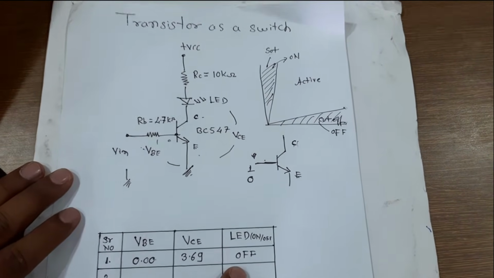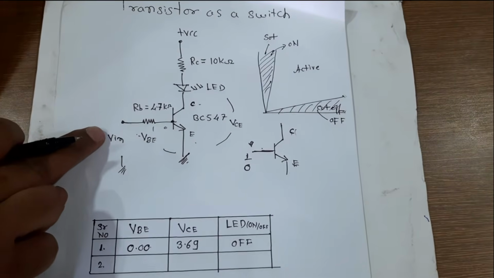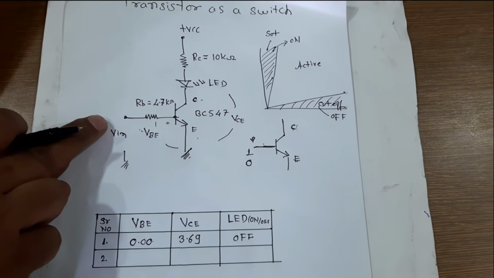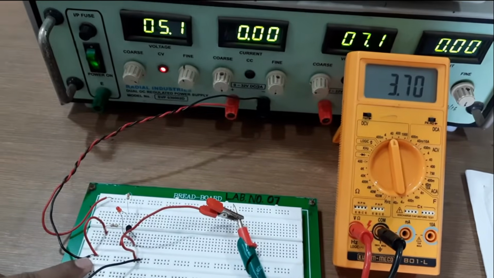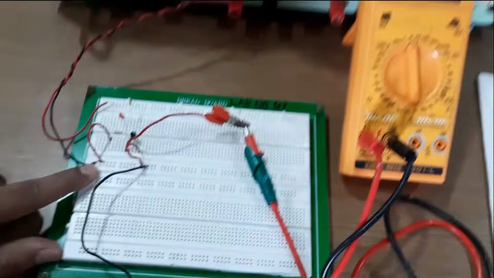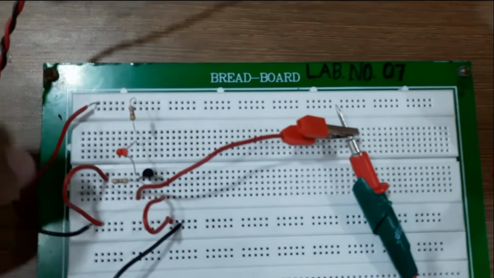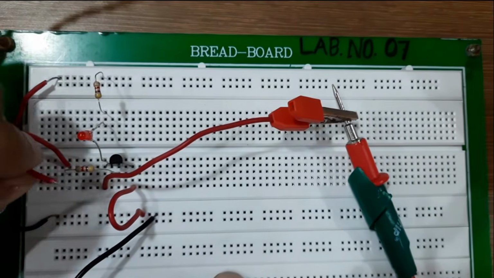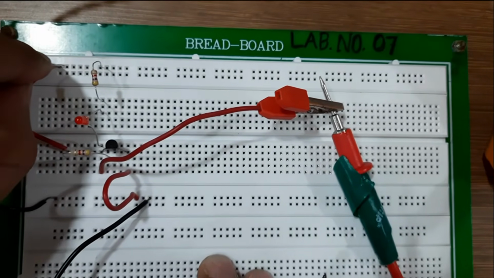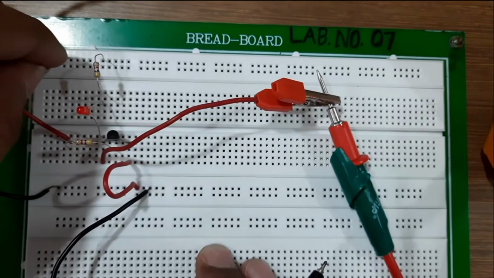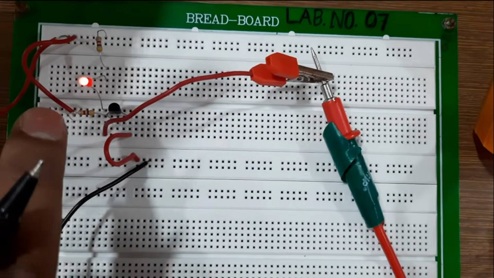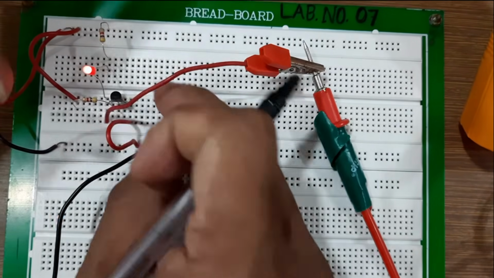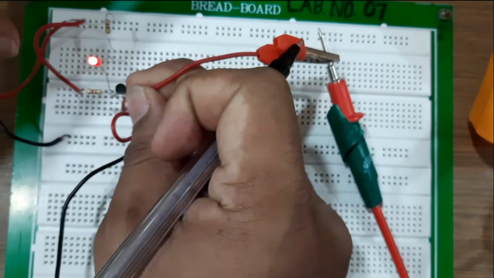Now let us change the position of Vin, that is the base voltage. We shall provide some base voltage as a logic 1, that is 5 volt. Here I have given the ground to the base, and now instead of ground I will remove this and give the plus VCC, that is the logic 1. See, as soon as I give the logic 1 here, the LED is on. Once the LED is on, let us see the base voltage.